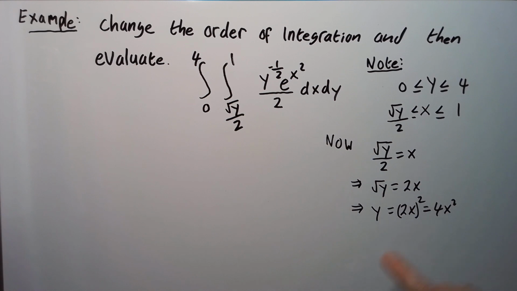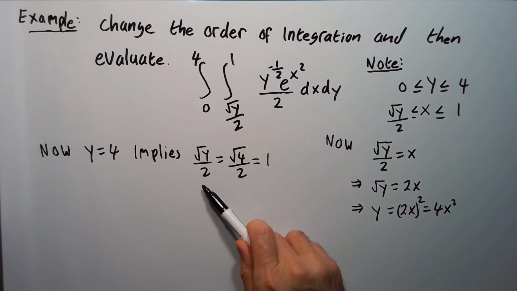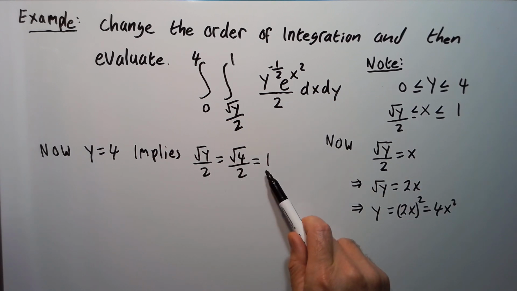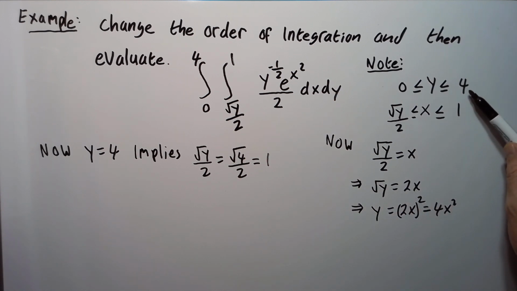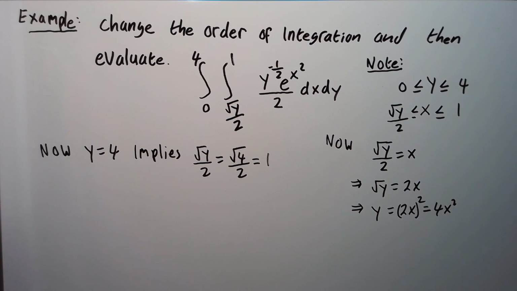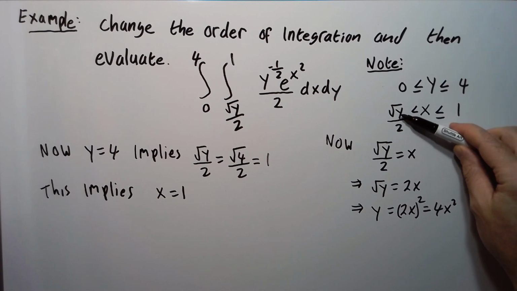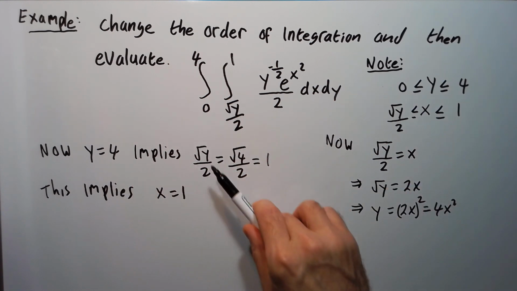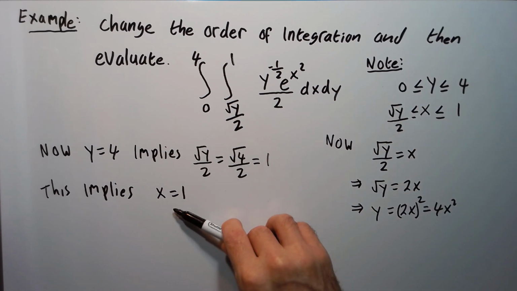Okay, so now let's see what happens when y is 4. So now when y is 4, then the square root of y over 2 would be square root of 4 over 2, which would be 1. This would imply then, well, since x is between square root of y over 2 and 1, when y is 4, x will have to be 1 there. Okay, let me write that. So this implies x is 1. So again, because x is between square root of y over 2 and 1, but when y is 4, this becomes 1, that forces x to be 1 in that case.